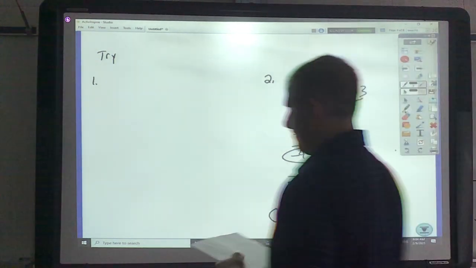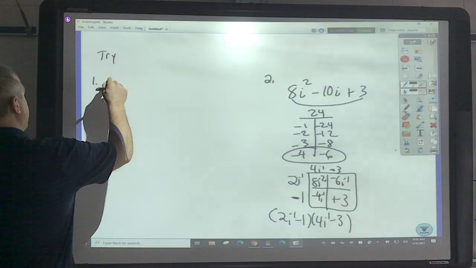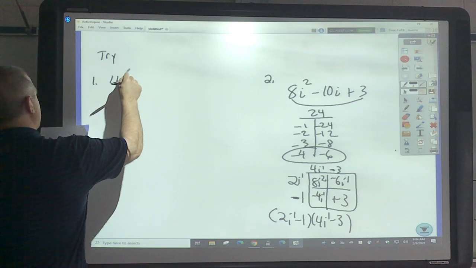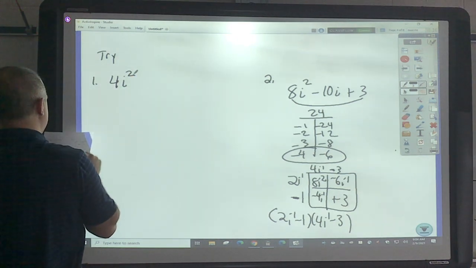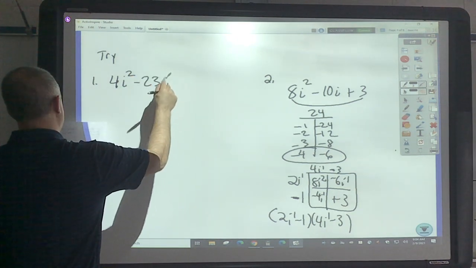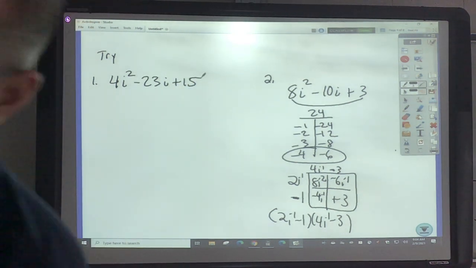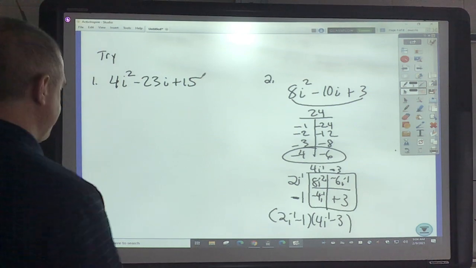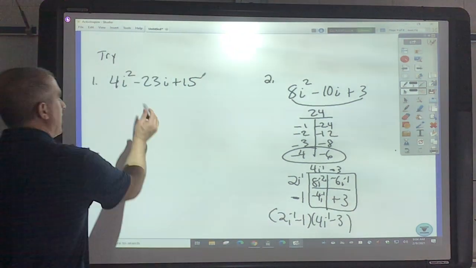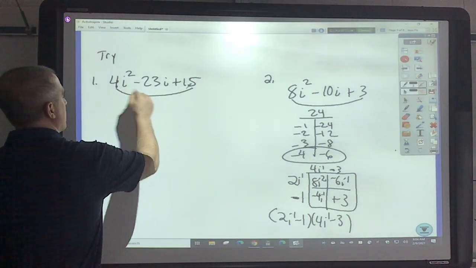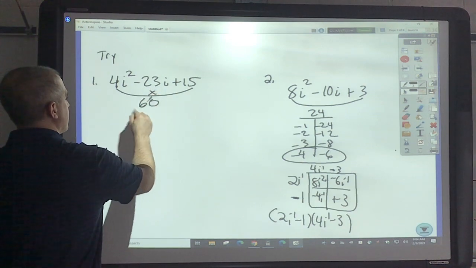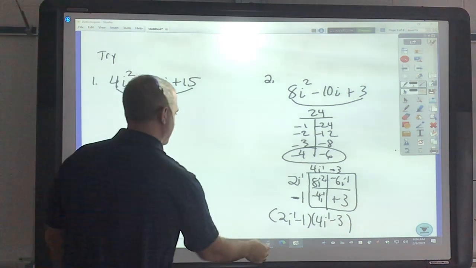All right, let's do this one. Instead, 4i squared minus 23i plus 15. Okay, sorry about that. All right, so I would check, in the interest of time, there's no GCF there. 4 times 15 would be 60. Okay, all right, factors of 60.